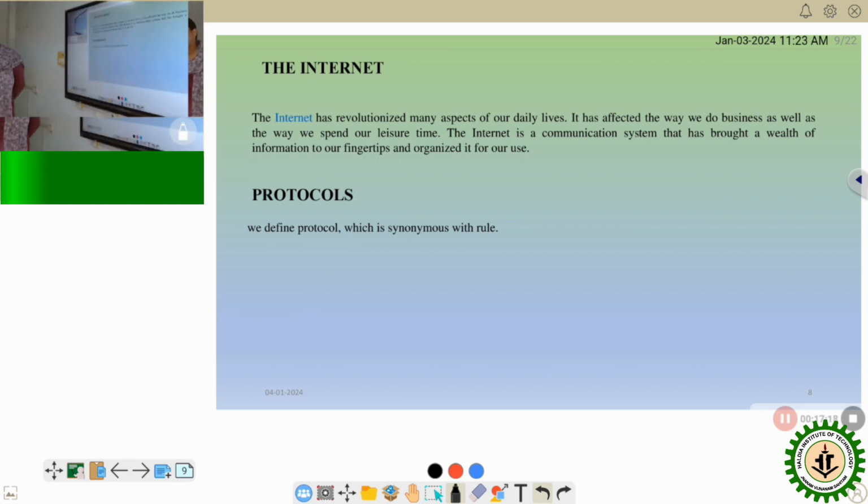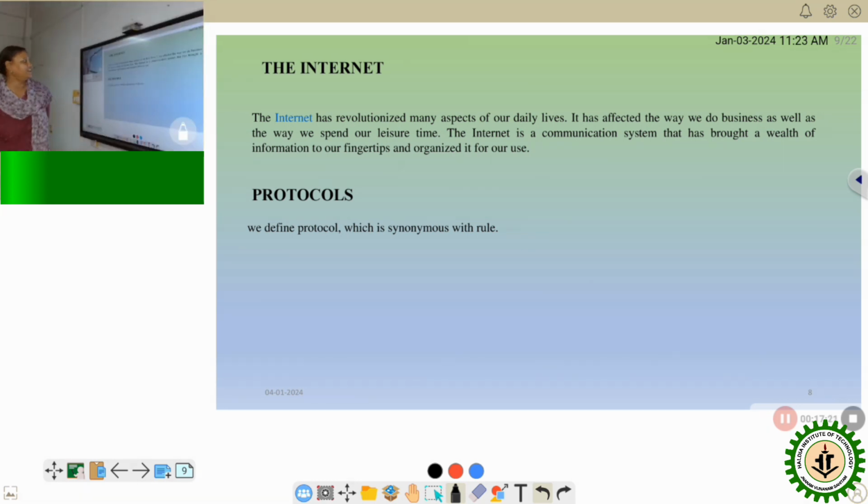Now the most common term is the internet. So the internet is known, that is our daily life. It is very much useful in modern days. It has affected the way we do business as well as the way we spend our leisure time. Every time now in our modern days, the internet is bigger. So internet is nothing but a communication system that has brought a wealth of information to our fingertips and organized it for our use. When I think internet, first the mind goes to Google.